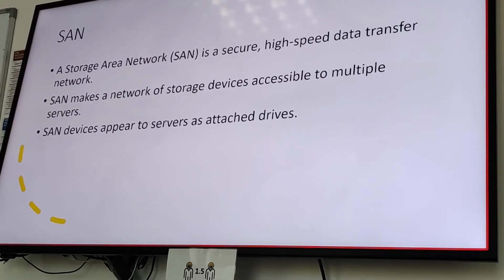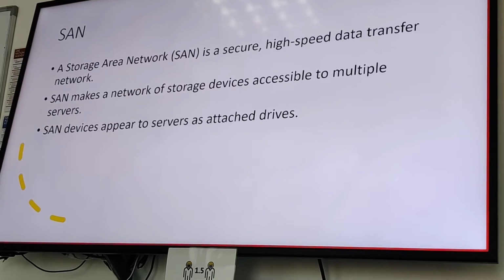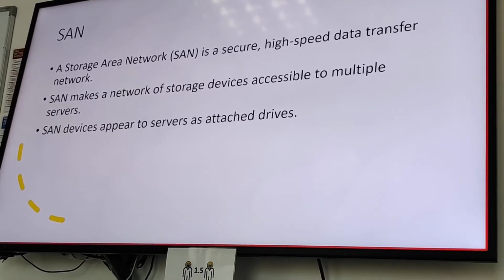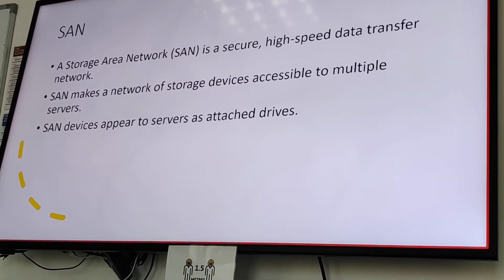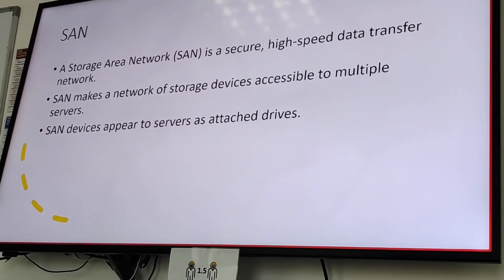A storage area network is a secure and high-speed data transfer network, which makes a network of storage devices which are accessible to multiple servers, and these devices will appear to the servers as attached drives. It is very safe and very high speed.